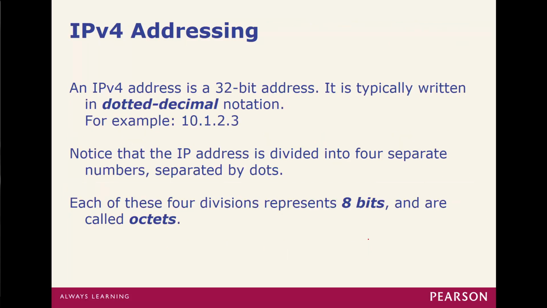Our addresses are, like I said before, 32-bit, and they are groups of 8. So there are 4 groups of 8. Each group of 8 is an octet. So here we have the decimal number, but if you take that number and convert it to binary, it should be 00001010. And that's going to be our first 8 bits, dot 00000001.